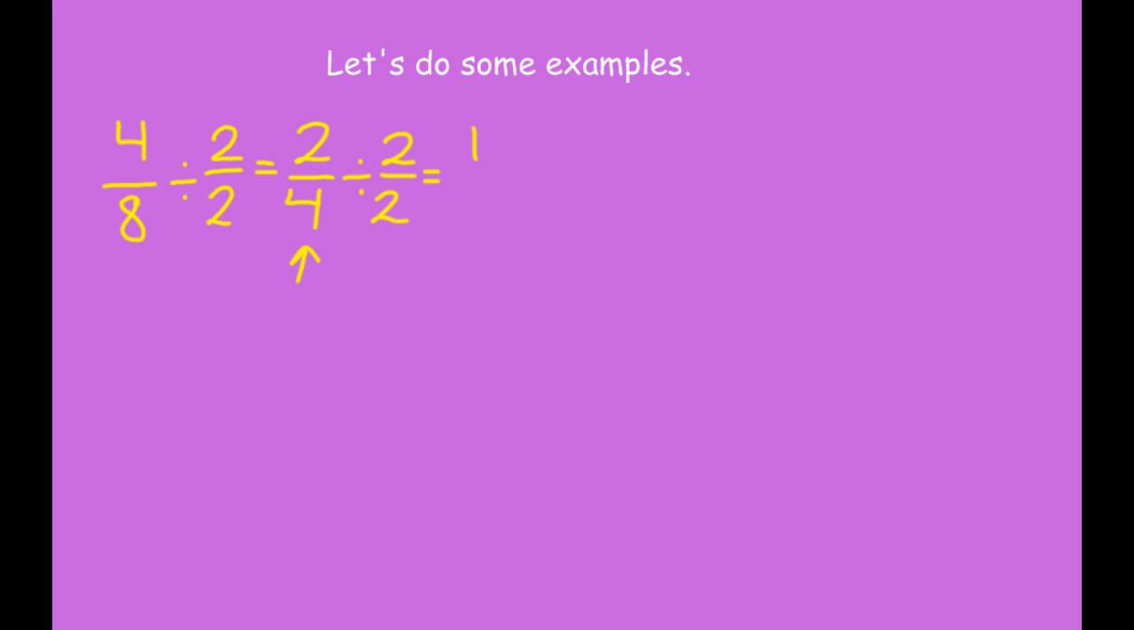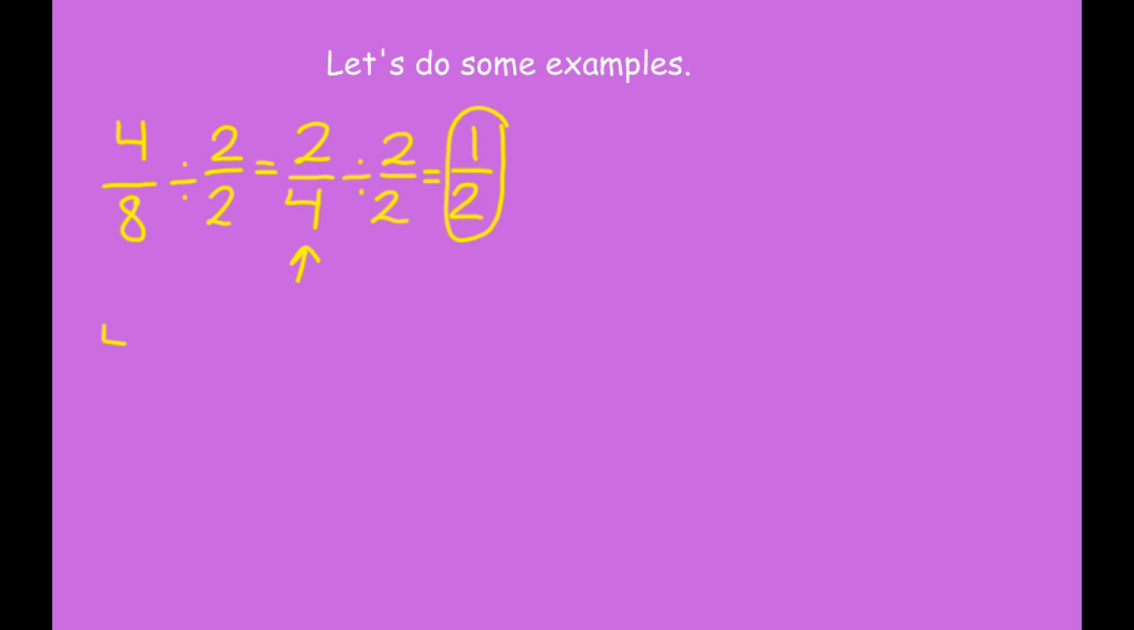2 divided by 2 is 1. 4 divided by 2 is 2. Well, whenever you get a 1, you know that's lowest terms. That's as far down as you can go. But we had to do 2 little division problems in this case.